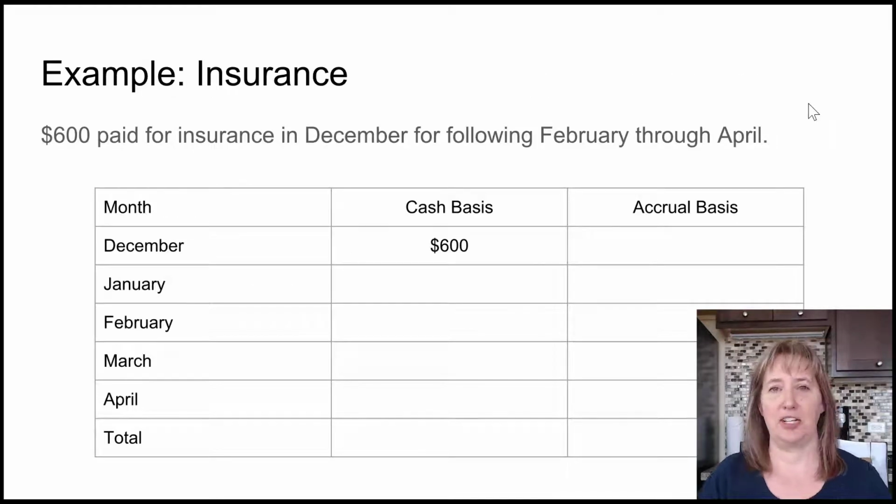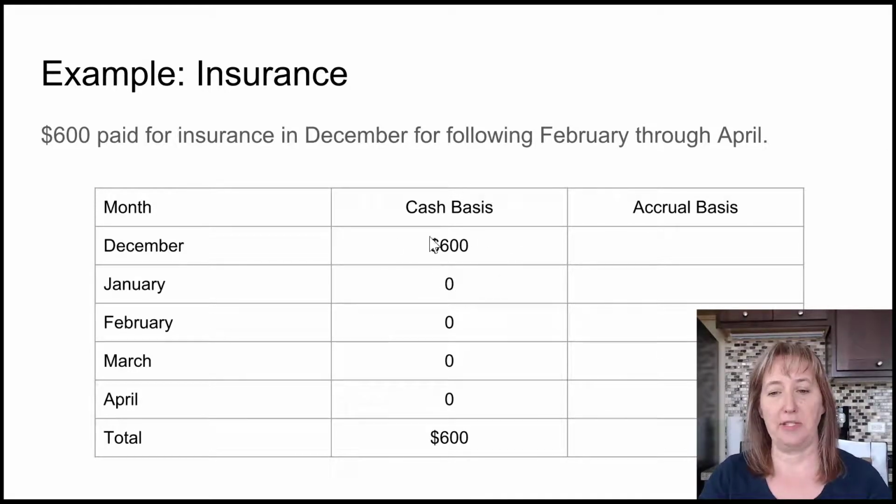Let's talk about insurance. I think this is a perfect example. It happens all the time. Insurance companies are notorious for some strange billing methods. They'll charge you like 4 months at a time, and it's all kinds of funky. So let's say you pay $600 for insurance that's going to cover 3 months. We're going to pay it in December, and it's going to cover the period from February through April.